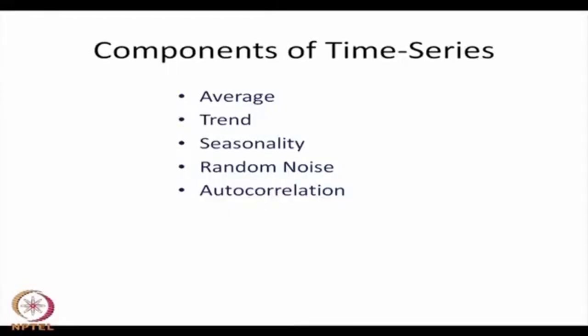Let us once again look at the components of time series and the first two methods, the moving average and exponential smoothing method. First, the components of time series, and we had said that there are principally four components: average, trend, seasonality and random noise. There is also a fifth component called autocorrelation, with the help of which one can identify whether there is trend or seasonality, and also in its own right autocorrelation is a component with the help of which time series can be modeled and can be forecast.